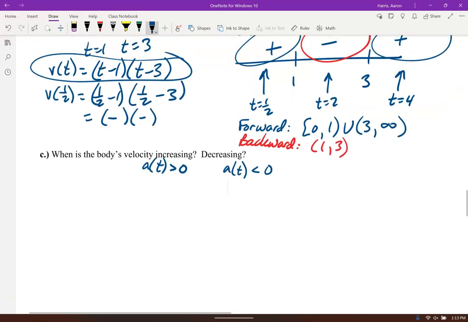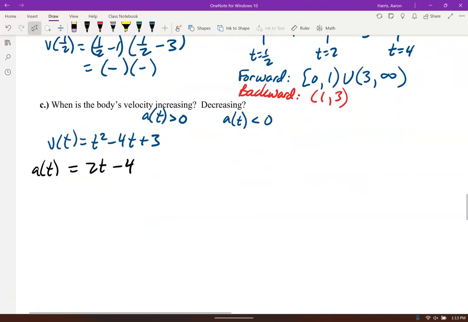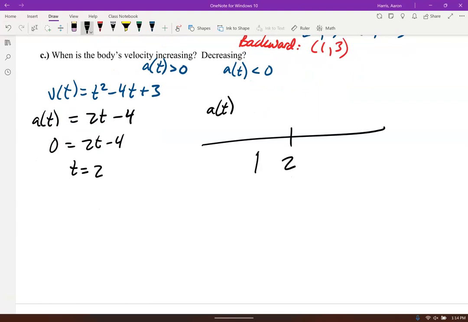All right, so let's go ahead and take our velocity. Where was our velocity at? Our v of t was t squared minus 4t plus 3. Let's go ahead and find our acceleration, which is that derivative, 2t minus 4. And then let's find where our acceleration is 0. And then we can have a testing interval, so a t equaling 2. So here's our acceleration. I'm going to check around t being 2. So let's go ahead and test like 1 and 3.